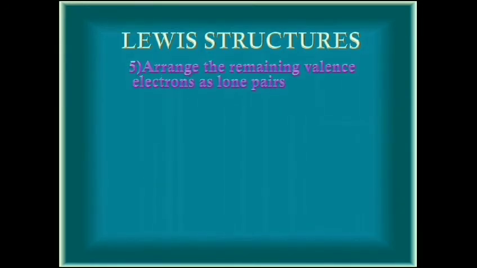Step 5. Arrange the remaining valence electrons as lone pairs. We have already drawn 2 single bonds, that is 4 electrons. Now, let us reduce it from the total valence electrons, hence we get 8 minus 4, which gives us 4. Let us represent these 4 remaining electrons as lone pairs around the oxygen atom.